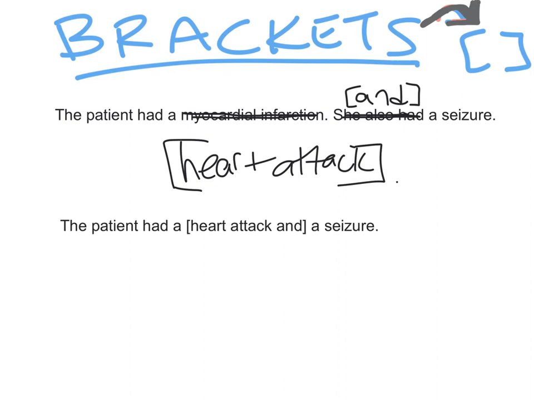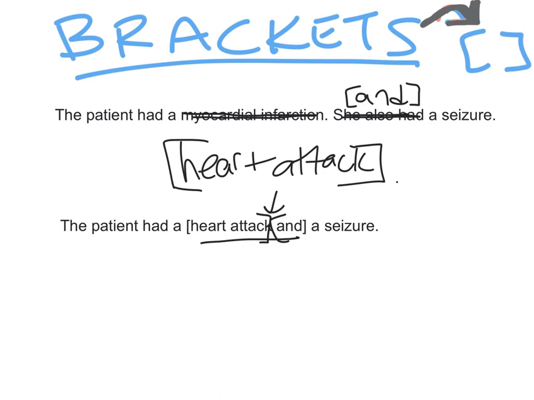So your new sentence can read, the patient had a [heart attack and] [a seizure]. And the reason that these two can go together, heart attack and this one, is because they are back to back. You don't need to do something like this. You don't need to say heart attack and seizure. If they're back to back, you can combine the whole thing.